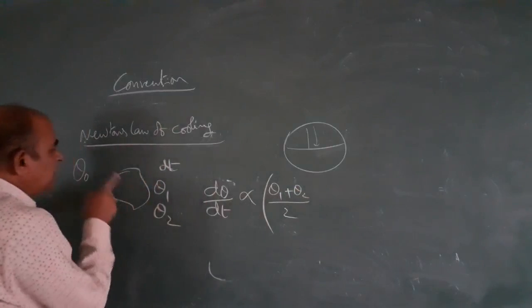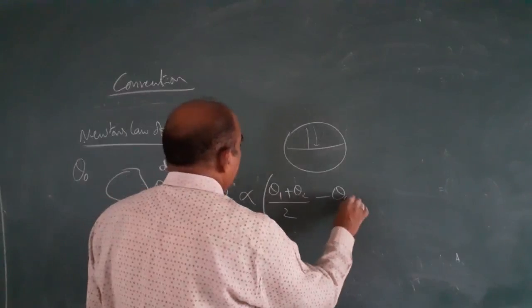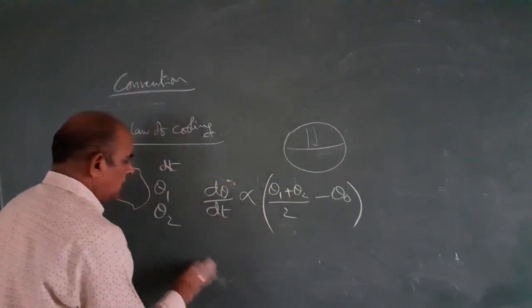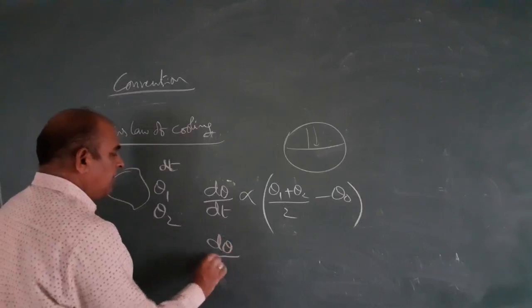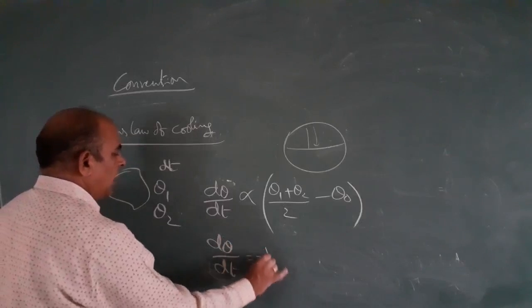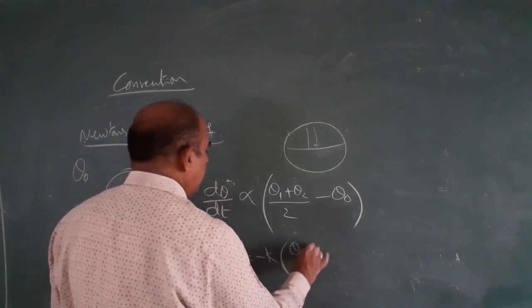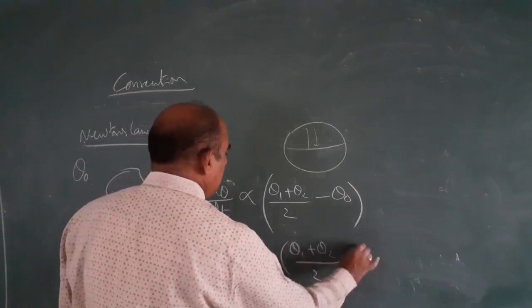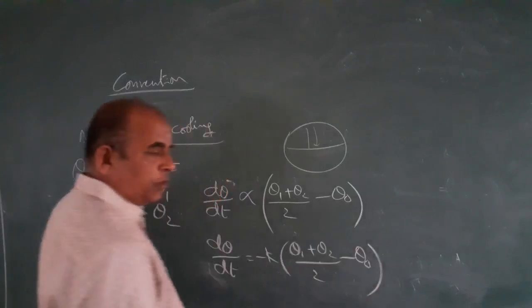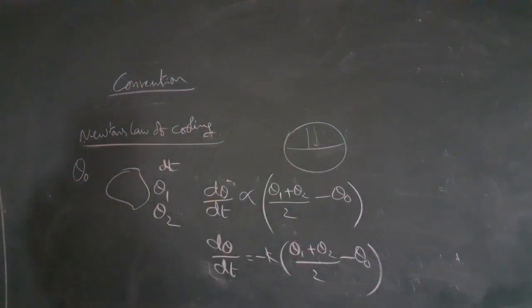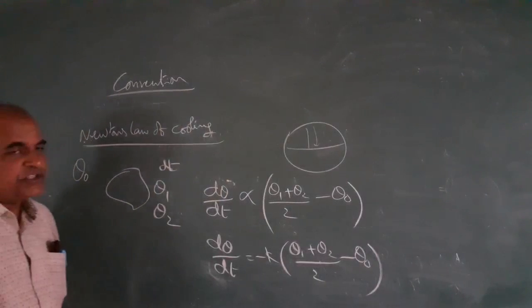Excess temperature over the surroundings means minus theta naught. This is called the Newton's law of cooling formula. Therefore, d theta by dt is equal to minus k into (theta 1 plus theta 2 by 2 minus theta naught). So, based on this, we have to do the problems. That is Newton's law of cooling. Next, about radiation.